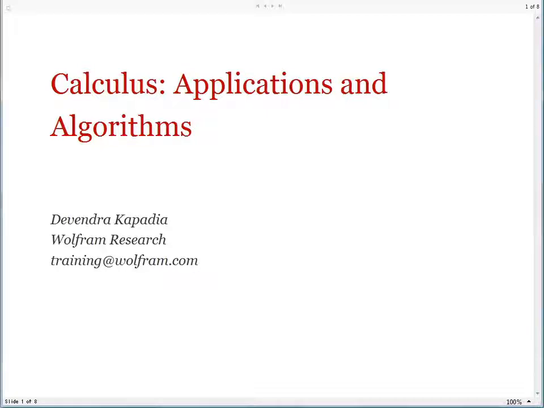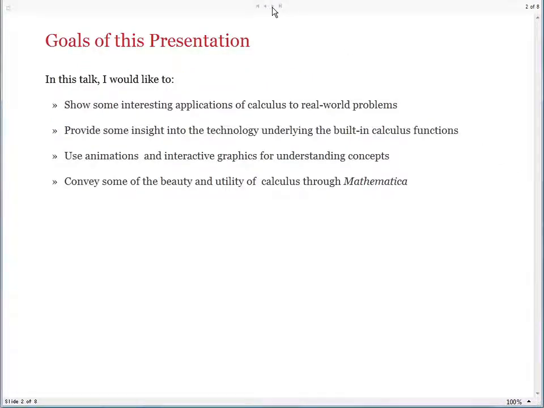Now, before I go and discuss the course topics in detail, I would like to go over the goals of this presentation. So in this talk, I would like to show you some interesting applications of calculus to real-world problems. I've chosen applications which are interesting both from the point of view of mathematics and Mathematica. Some of them will be a little advanced, but I'll try and go slow and give you all the background and details which are necessary to appreciate their significance.